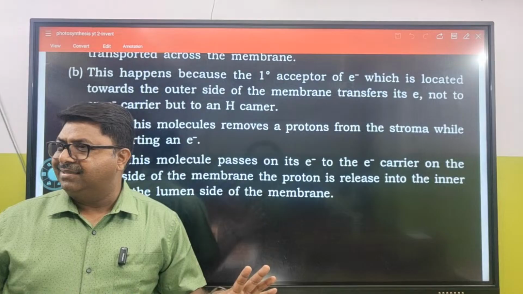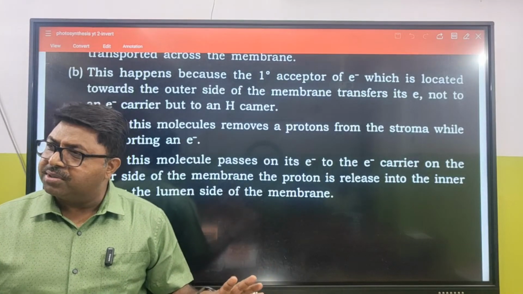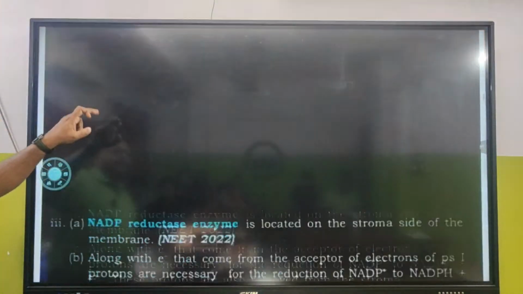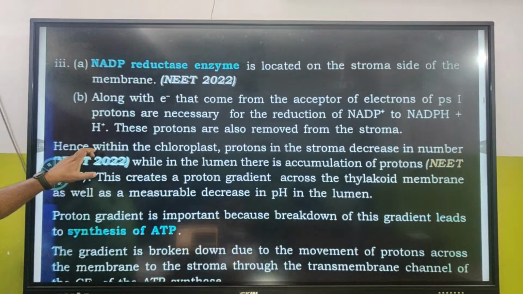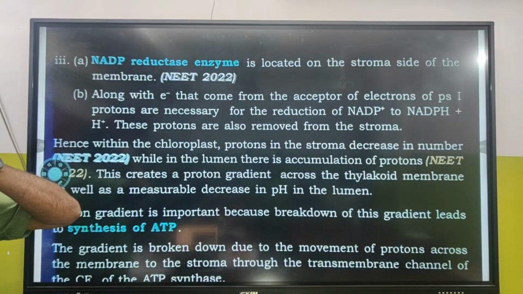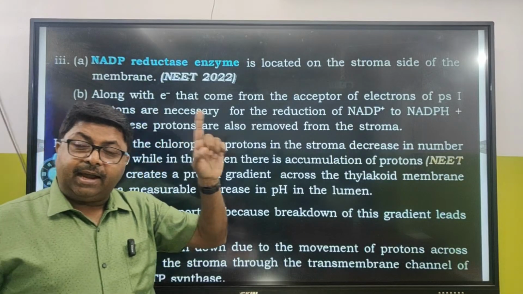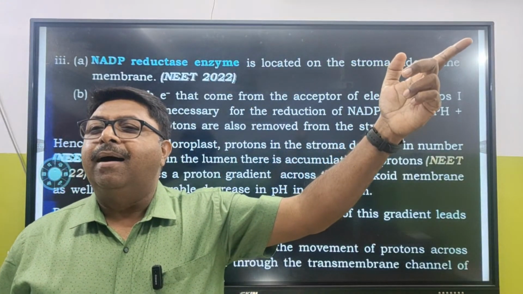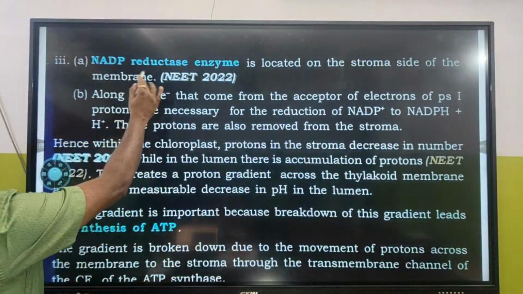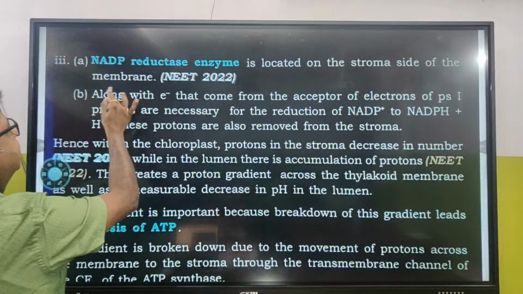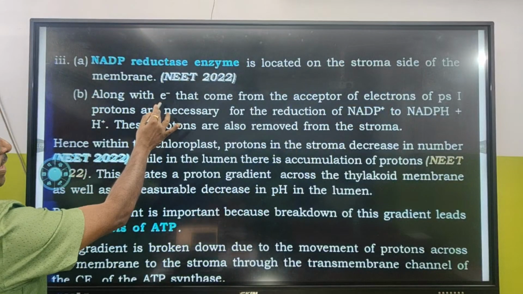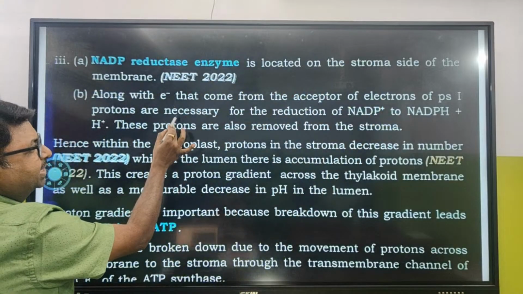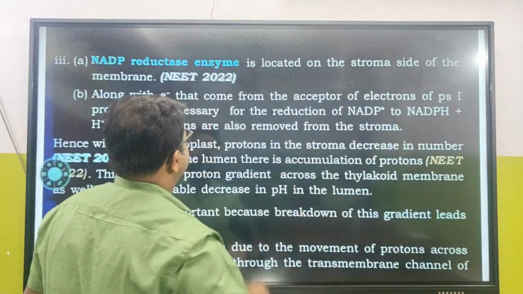Any issues with this? Any problem? Sure. Very good. Okay. Third, NADP reductase enzyme. On which side is it located? NADP reductase enzyme is present where? Inside the lumen, or towards the stroma or matrix? Okay. NADP reductase enzyme is located on the stroma side of the membrane. Need to know: along with the electron that comes from the acceptor of the electrons of PS1, protons are necessary for the reduction of NADP+ to NADPH.